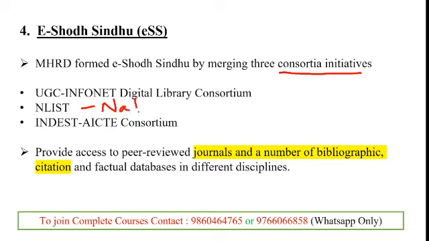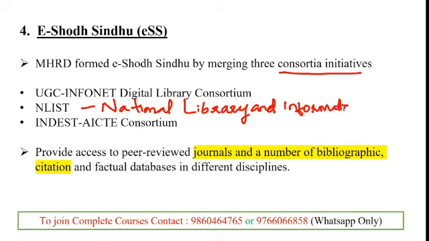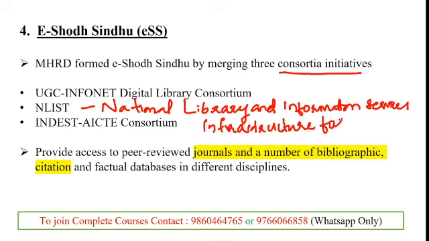So the National Library and Information Services Infrastructure for Scholarly Content, that is N-LIST, and the other one is the INDEST.